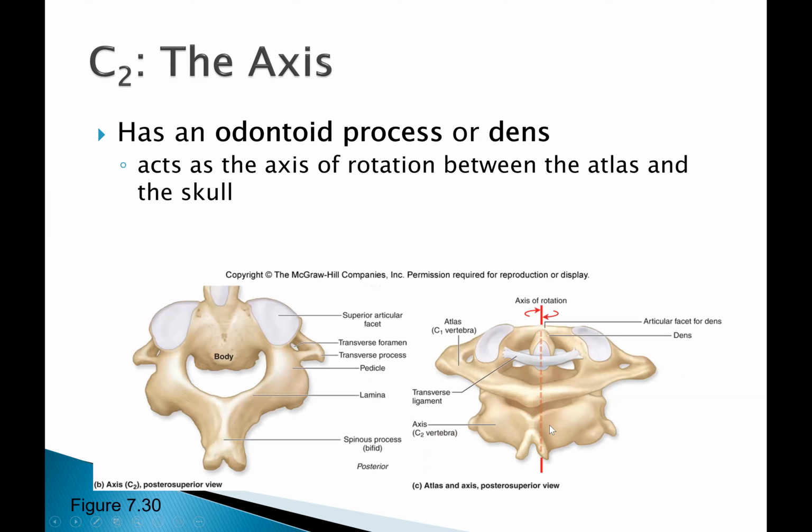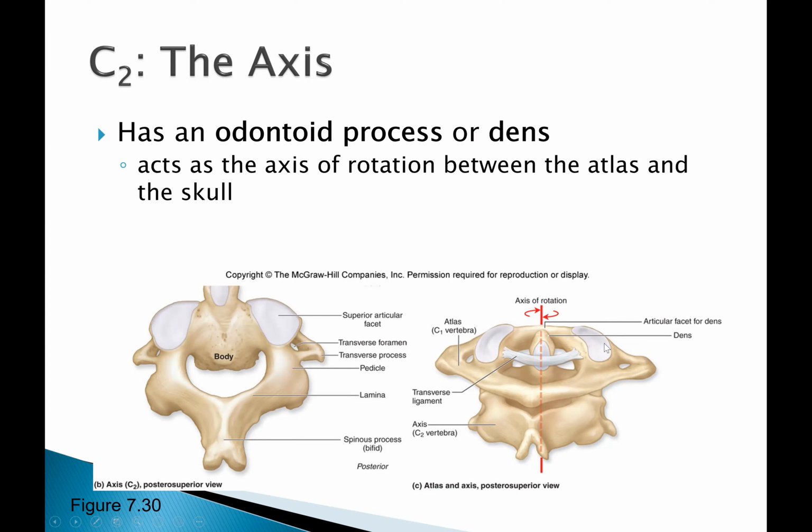C2 is the axis. You can tell it's the axis because it has a body, but then a little finger that sticks up. This is known as the odontoid process. It's also known as the dens. So on the test, you can write either the dens or the odontoid process. Either one is fine.